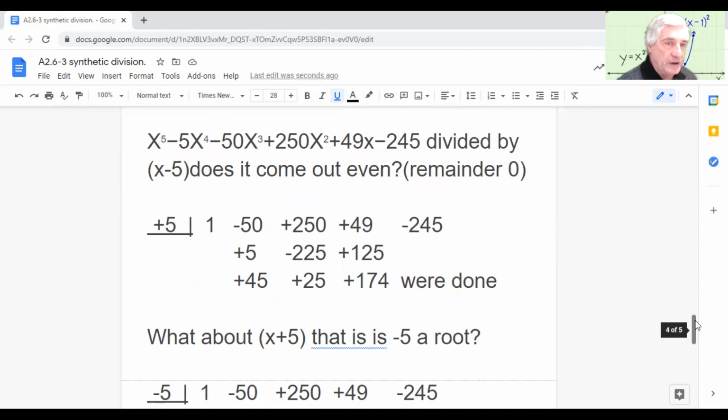All right, this is a 5th degree equation. How do I know? The highest exponent I see is a 5. Are my exponents in order? Yes, they are. I got 5, 4, 3, 2, 1, and the 0 constant term. We're going to divide that by X minus 5. So I put the plus 5 over here because I changed the sign. And then I bring down the coefficients. 1, -5.